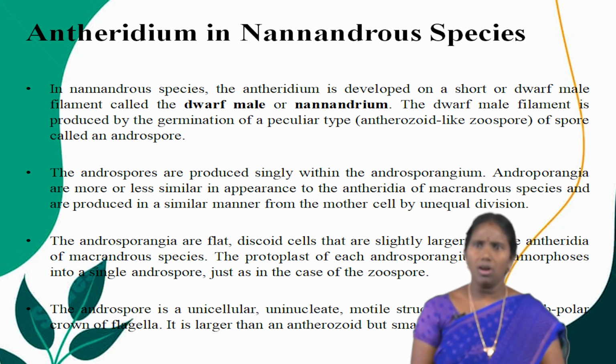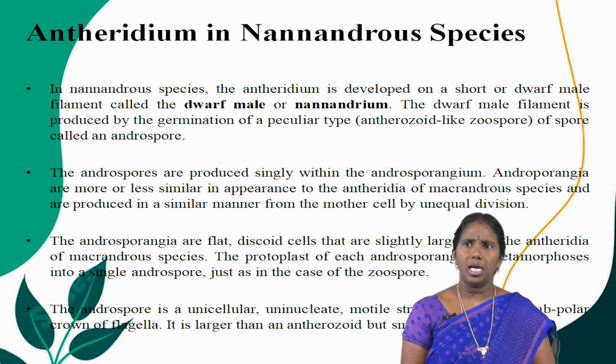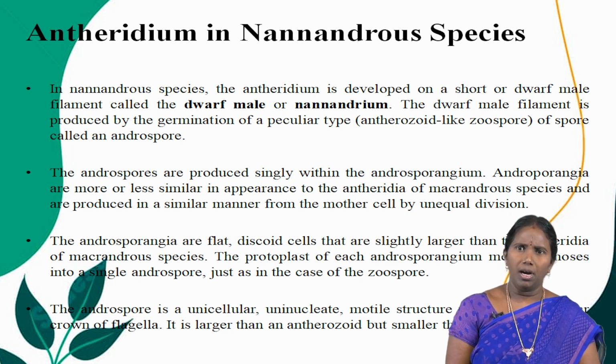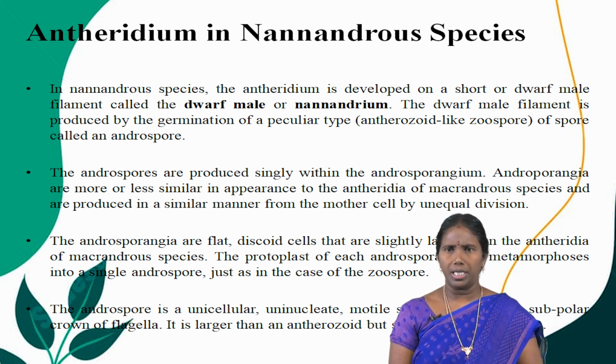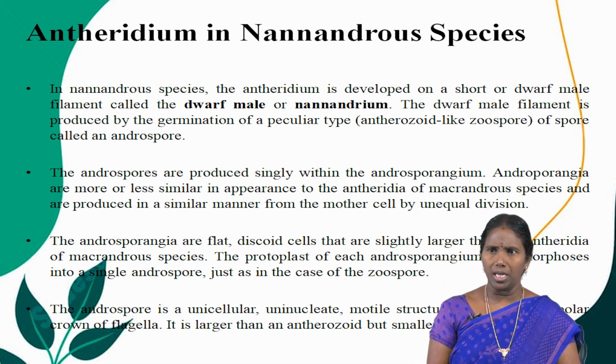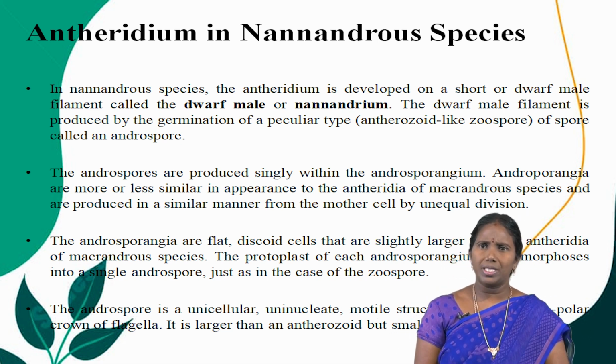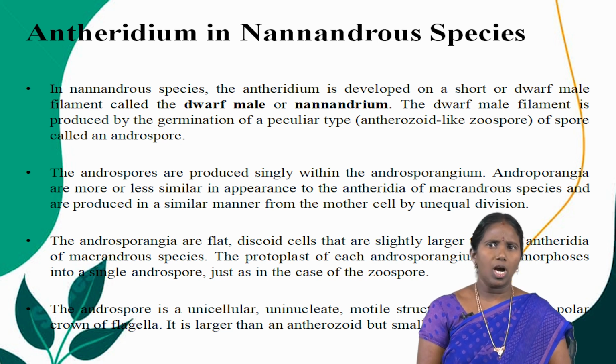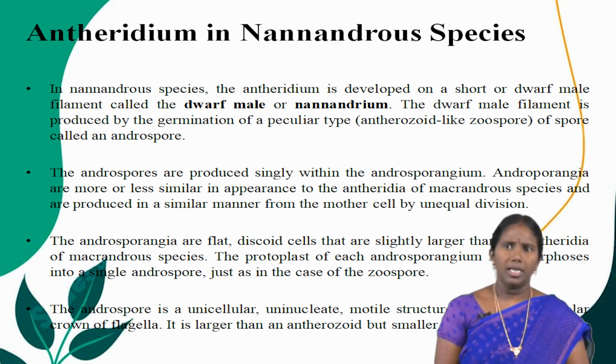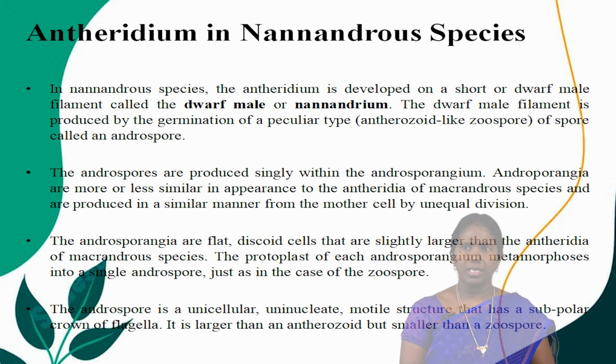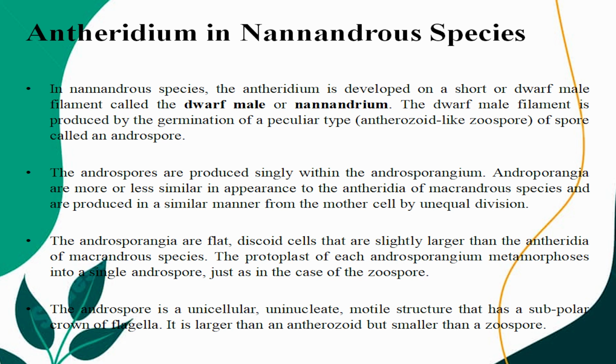The androsporangia are more or less similar in appearance to the antheridia of Macrandrous species and are produced in a similar manner from the mother cell by unequal division. The androsporangia are flat discoid cells that are slightly larger than the antheridia of Macrandrous species. The protoplast of each androsporangium metamorphoses into a single androspore, just as in the case of the zoospore.